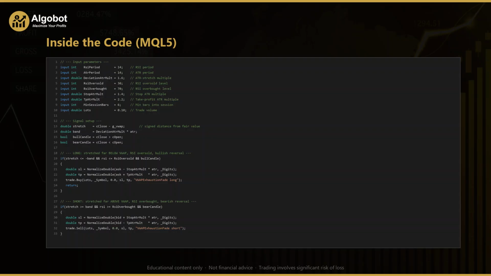The short block mirrors it exactly. If stretch is at or above the positive band, RSI is at or above overbought, and the candle is bearish, the stop goes 1.4 ATR above the bid, the take profit 2.2 ATR below, and trade.sell submits the order. Both sides are symmetrical, with risk defined the moment the trade opens.